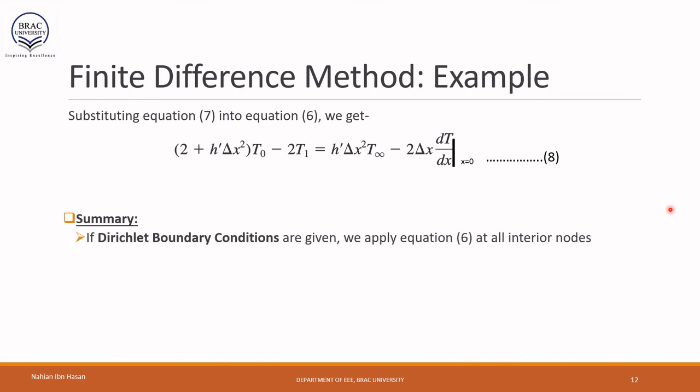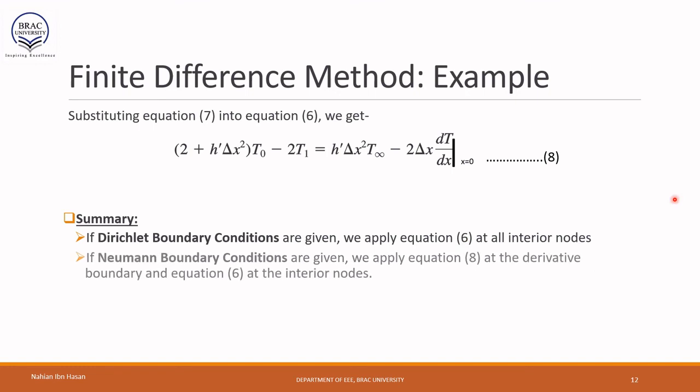Okay, so the summary is that in case of Dirichlet boundary condition, you apply equation 6, or you can say we apply equation 1, at all the interior nodes. But in case of Neumann boundary conditions, we apply equation 1 at all the interior nodes. Also we apply equation 8, that means this equation, at the derivative boundary, that means the changing boundary. Okay, so that's the difference between the Dirichlet boundary condition and the Neumann boundary condition.